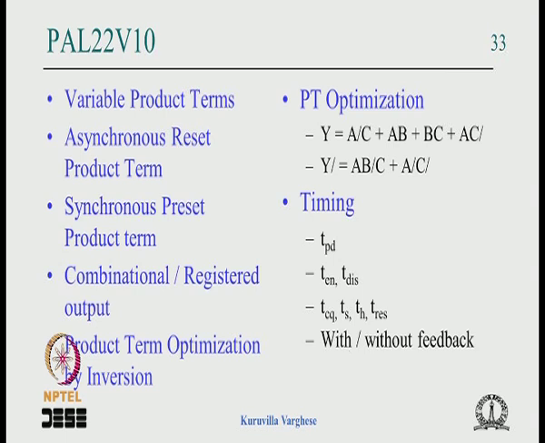Very quickly I want to summarize. You have variable product terms, asynchronous reset product terms, synchronous preset product terms. You have combinational or registered output. You have product term optimization by inversion. I am showing an example, say this Y has 4 product terms, and when you take Y bar and apply De Morgan's theorem, you end up with 2 product terms.